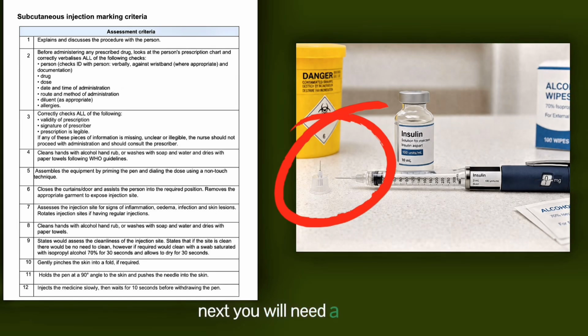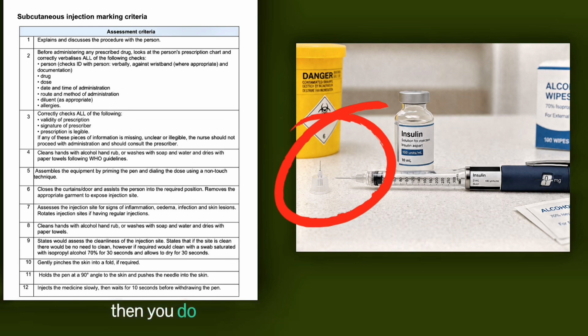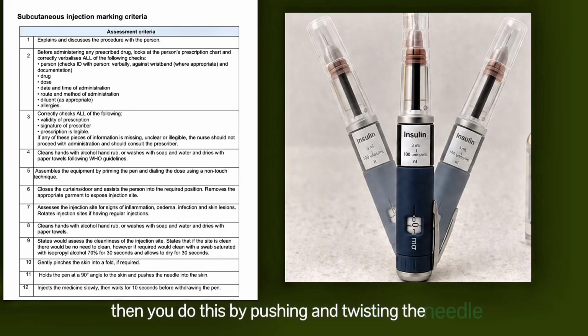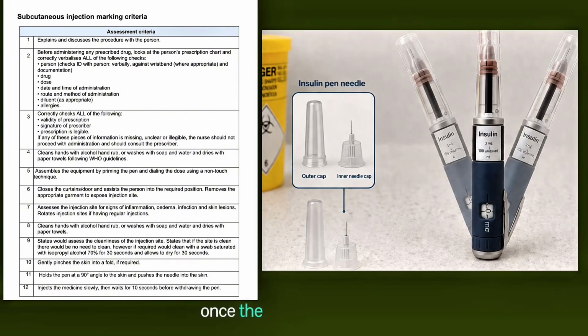Next, you will need a needle. The needle is small and thin. Take your needle and peel off the end, then attach it to the pen. You do this by pushing and twisting the needle onto the pen and continuing to twist until you can go no further. Once the needle is in place, remove the outer clear plastic cap. Then carefully remove the needle cover. It is quite a small one.